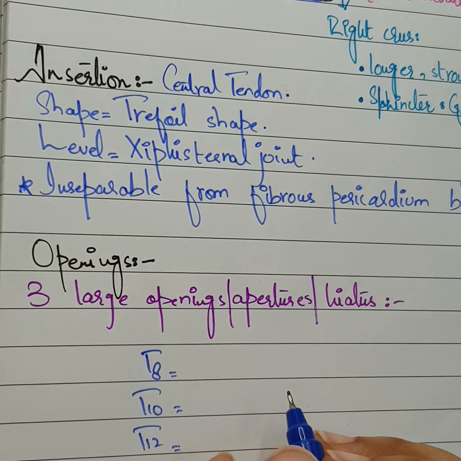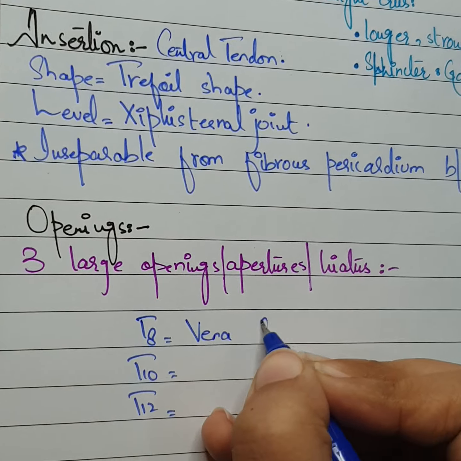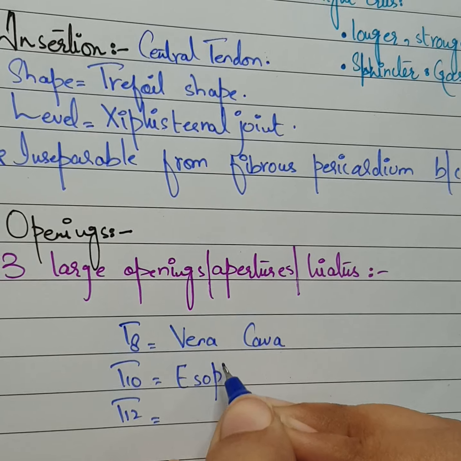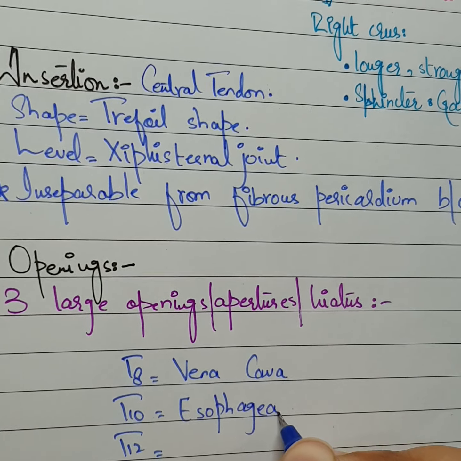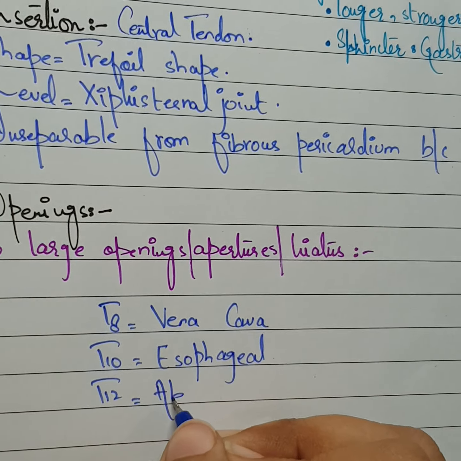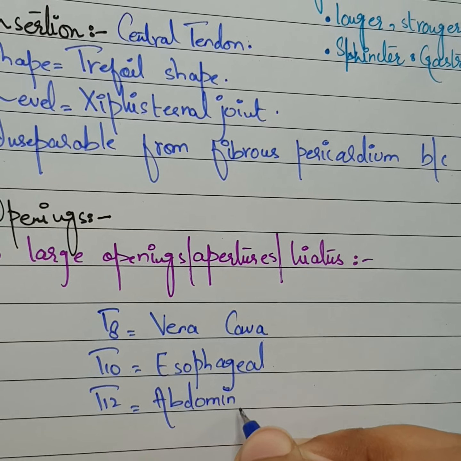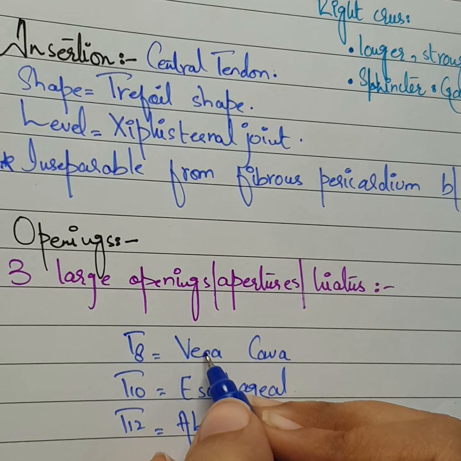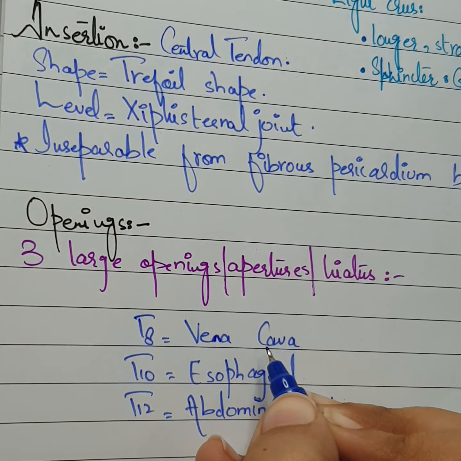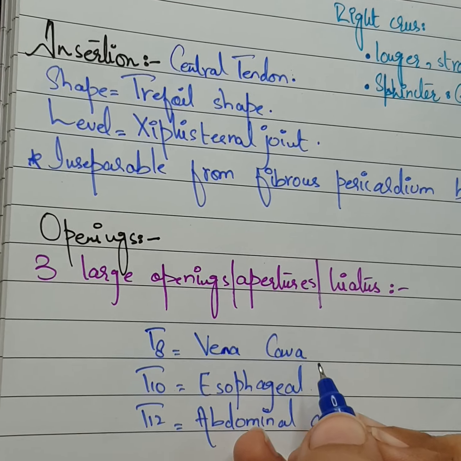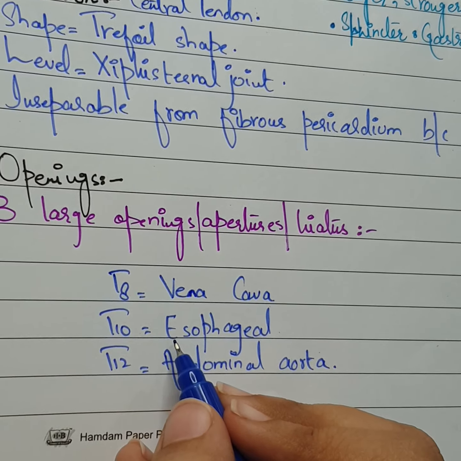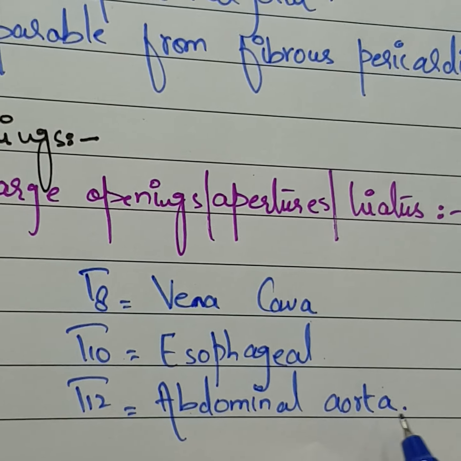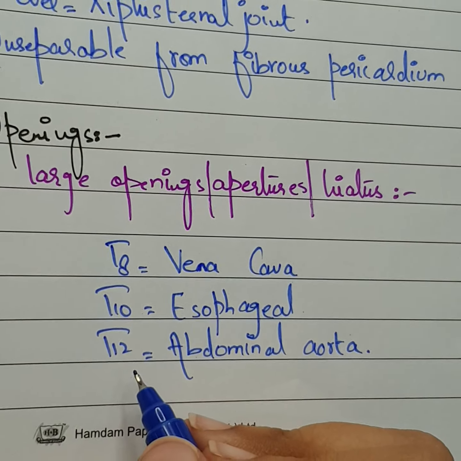Okay, at the level of T8 we have the vena cava. At the level of T10 we have the esophageal opening or esophageal hiatus, and at the level of T12 we have the abdominal aorta. Okay, how to remember this? In vena cava we have 8 letters: 1, 2, 3, 4, 5, 6, 7, 8. So these 8 letters are present at the level of T8. The esophageal opening, having 10 letters, is present at T10. This large spelling is present at the level of T12.